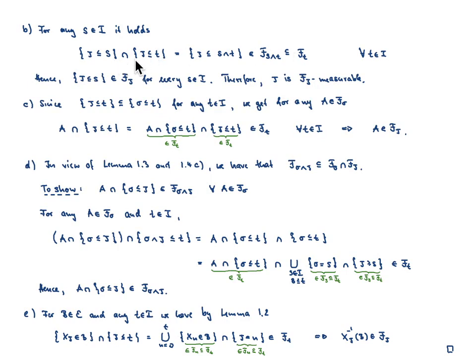Well, why is that true? What does it mean that tau is less than or equal to s and tau is less than or equal to t? This simply means that tau is less than or equal to the minimum of these two values. But since tau is a stopping time, this simply means that this event is contained in the sigma algebra F of s minimum t. And since s minimum t is less than or equal to t, we also immediately conclude that this sigma algebra is contained in Ft. Hence, since this is true for every t, we have shown that the event that tau is less than or equal to s is contained in the sigma algebra F tau for every s. And therefore, it follows that tau is F tau measurable.